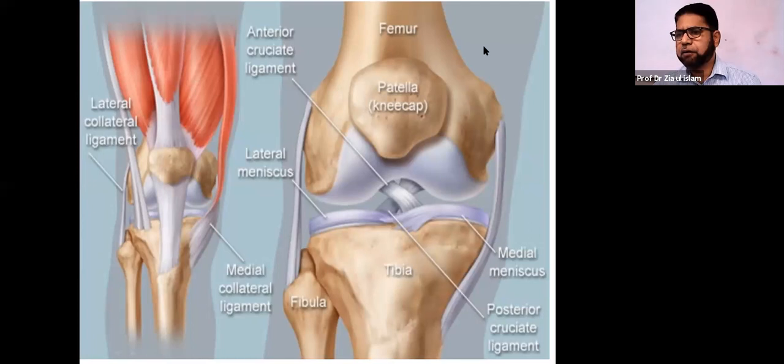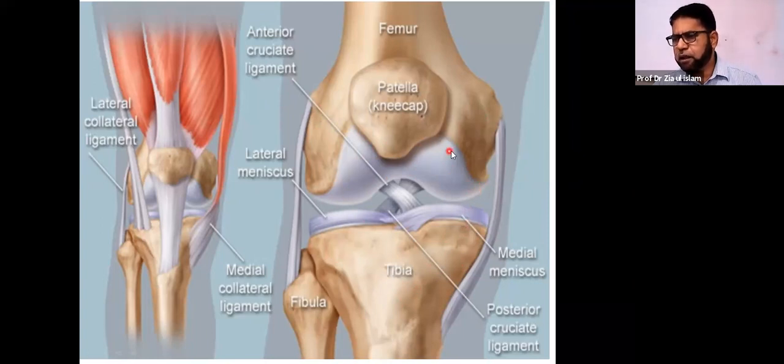That is, we have the two surfaces: the lateral condyle of the femur, the medial condyle of the femur, the medial epicondyle of the femur, the lateral epicondyle of the femur, the articular surface of the femur, and below we have the tibia, which has a medial condyle and a lateral condyle. The medial condyle of the tibia and the medial condyle of the femur articulate, forming the medial femorotibial joint.